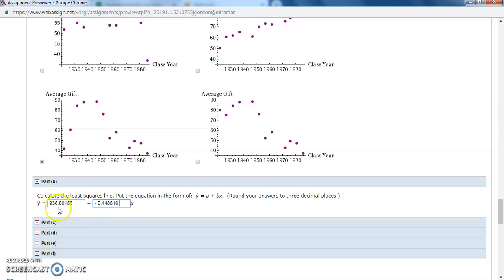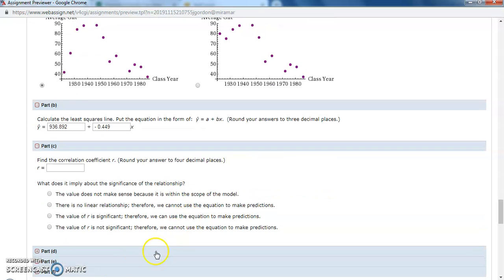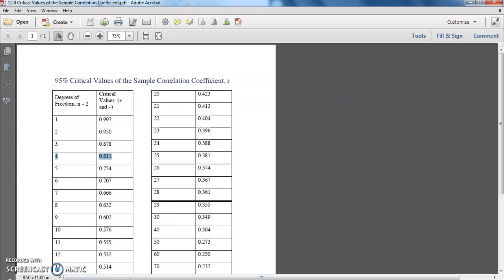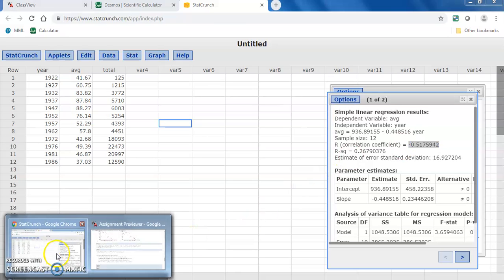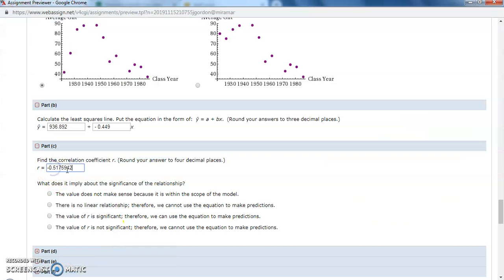Round to 3 decimal places, so 1, 2, 3. The 1 is going to round up to a 2. Negative, and then the 8 is going to round up to a 9. The correlation coefficient is listed right here with the negative sign. And we're going to round to 4 decimal places, so 1, 2, 3, 4. That would round up to a 6.